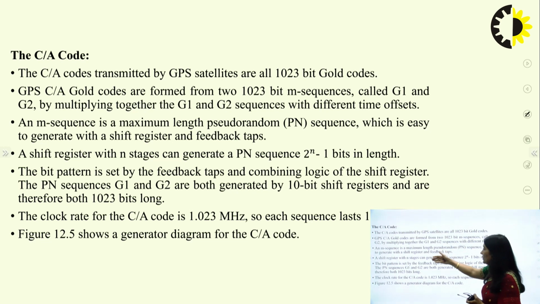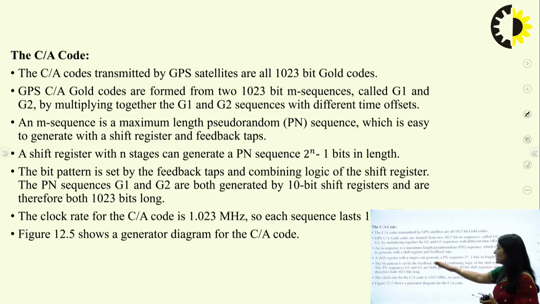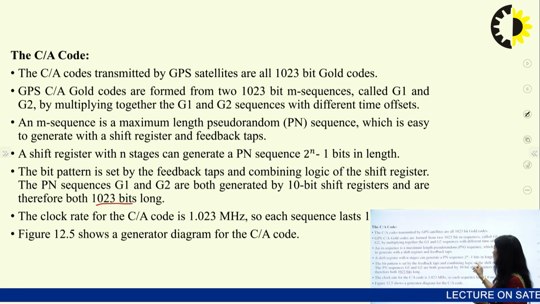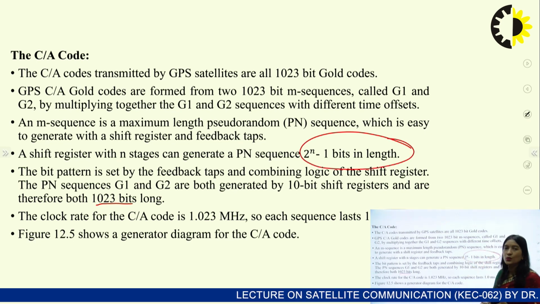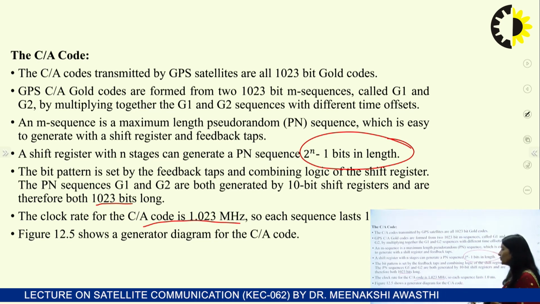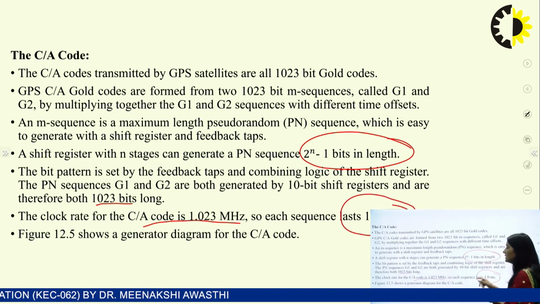Okay, so the bit pattern is set by the feedback taps and combining logic of the shift registers. The PN sequences G1 and G2 are both generated by 10-bit shift registers and therefore the length is 1023 bits. Okay, an n-bit shift register can generate a sequence of length 2 raised to the power n minus 1 bits. The clock rate of the C/A code is 1.023 megahertz. So the sequence will last up to 1 millisecond.